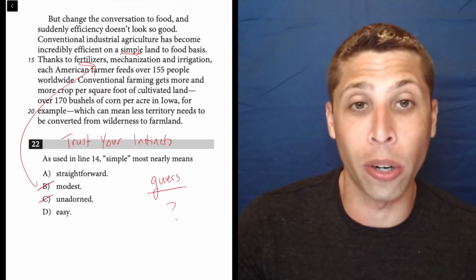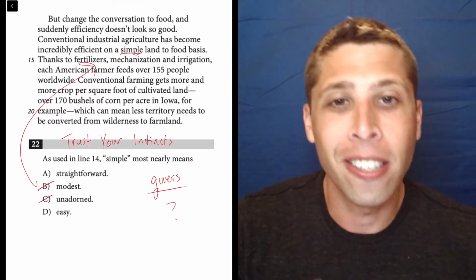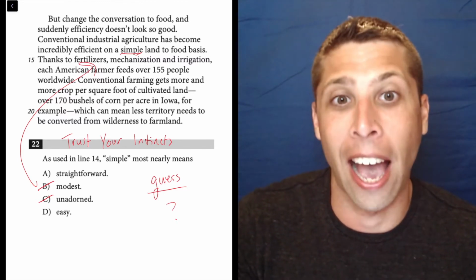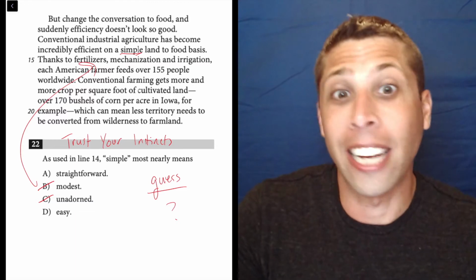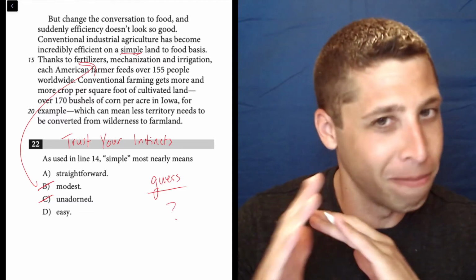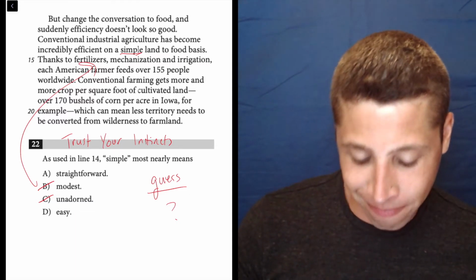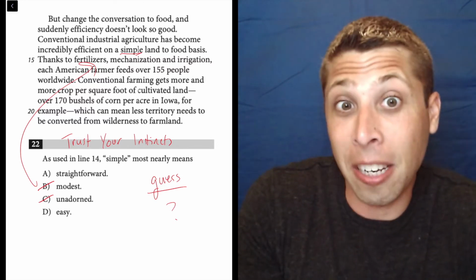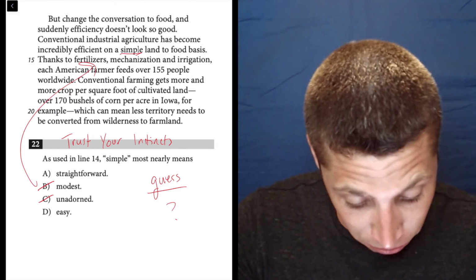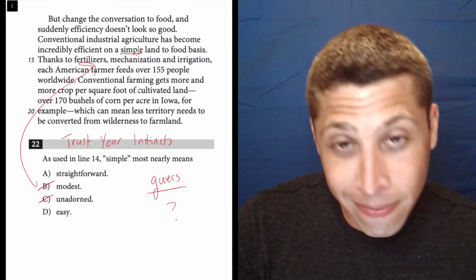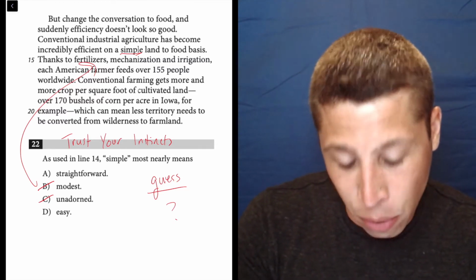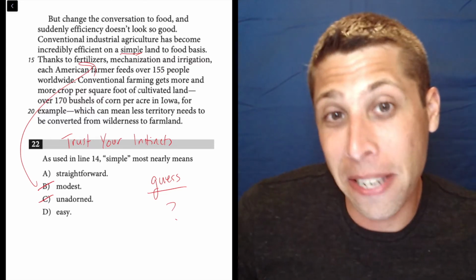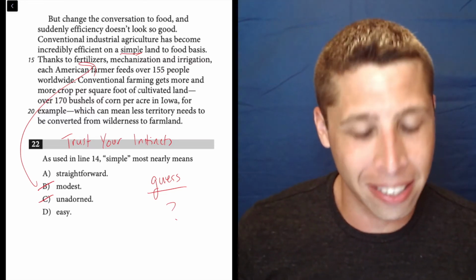Same with unadorned. Unadorned means simple in the sense that something is not complex to look at. An IKEA furniture might be unadorned, very, very functional. So those things don't match with just describing a statistic about conventional farming. So that doesn't make sense. The one that people like to pick here is easy because it's a common definition of the word simple, but it just doesn't make sense here.